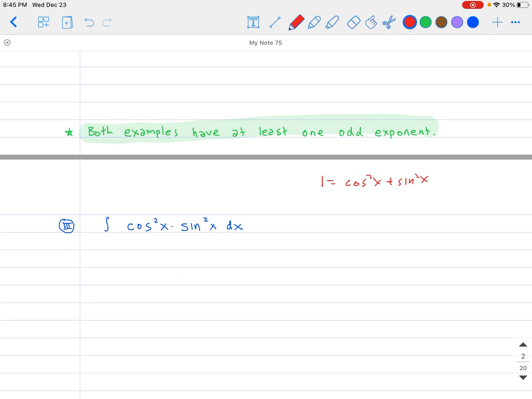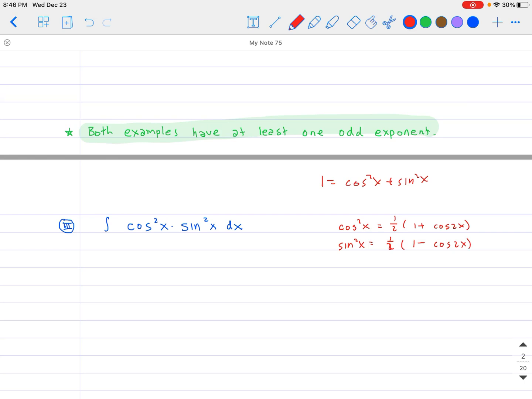So in this scenario, where both of them are even exponents, we can use a different trig identity. The trig identity we're referring to is the double angle formula. I'm going to write it on the side just in case you forgot it. So cosine squared x is equal to 1/2 multiplied by 1 plus cosine of 2x, whereas sine squared of x is equal to 1/2 multiplied by 1 minus cosine of 2x.